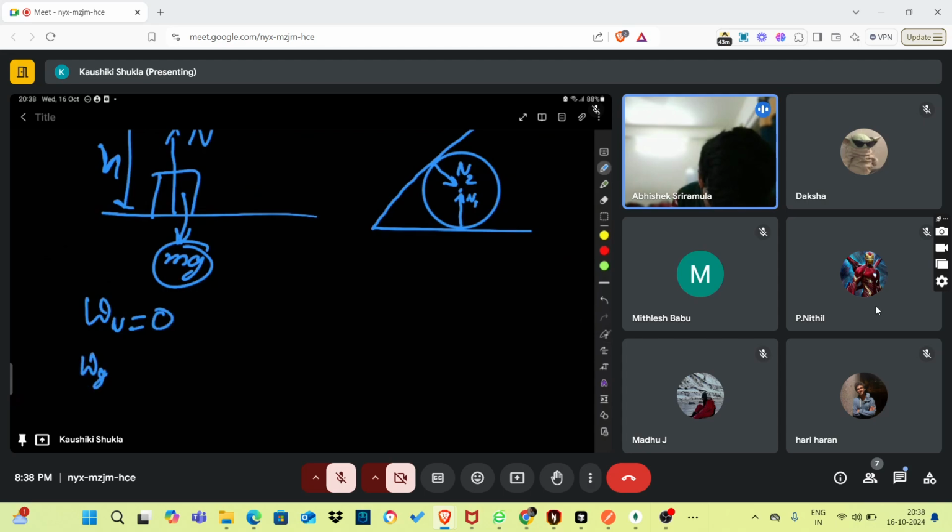Work done by gravity: gravity will still act. Wherever the body may be, gravity always acts on it, unless you're in outer space. But as gravity is acting, the work done will be mgh, force into displacement, right? So what I meant to say is that the normal force always acts perpendicular to the body, and the work done by the normal force is always zero, because once the body leaves the contact, the normal force is zero and the work done is zero.